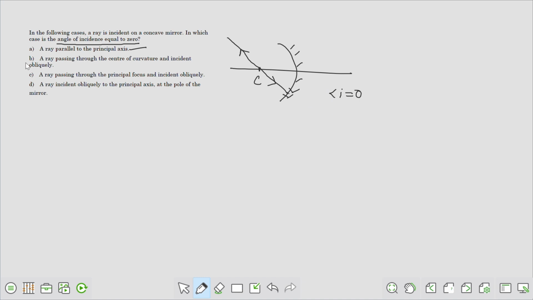So what is the right option here? Option B. What about C? A ray passing through the principal focus and incident obliquely. So what happens to the ray passing through the principal focus? Very good. It becomes parallel to the principal axis after reflection. Now what about the ray incident obliquely to the principal axis at the pole? What happens if it hits at the pole of the mirror? Yes, it will reflect obliquely, making the same angle of incidence and reflection. So the only option that gives angle of incidence 0 is when it is passing through the center of curvature.